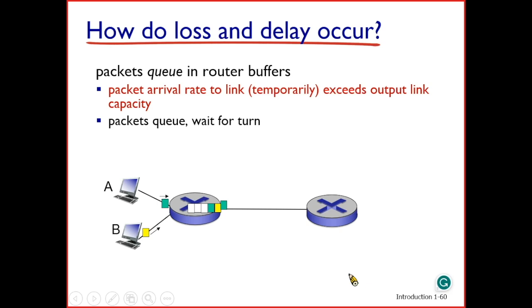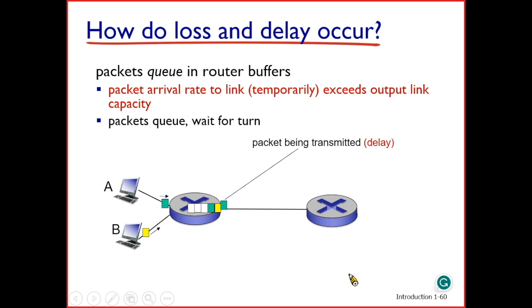Here we have loss. Previously I didn't cover loss, but this is packet loss in router buffers. When packets exceed the output link capacity, they will be dropped. All right, so this is the loss.